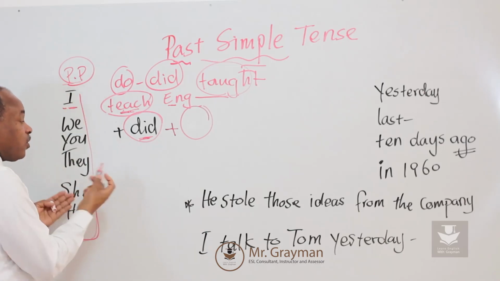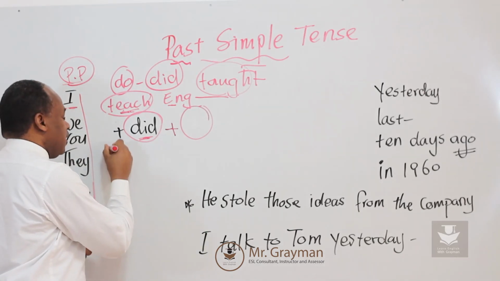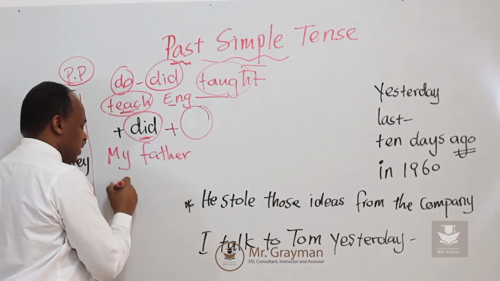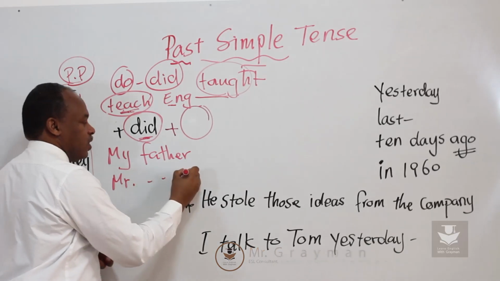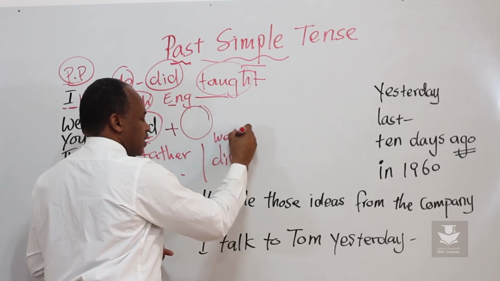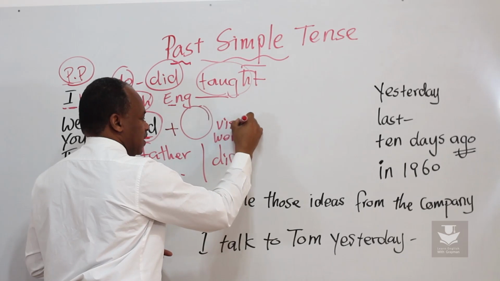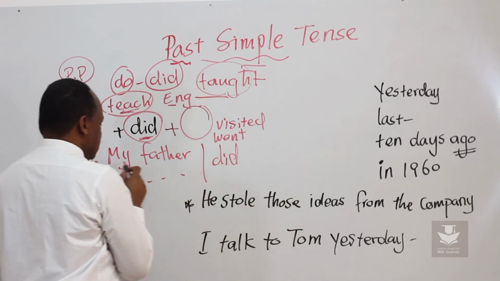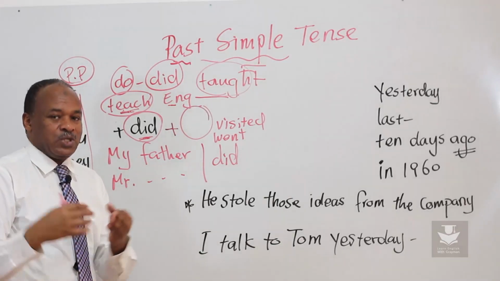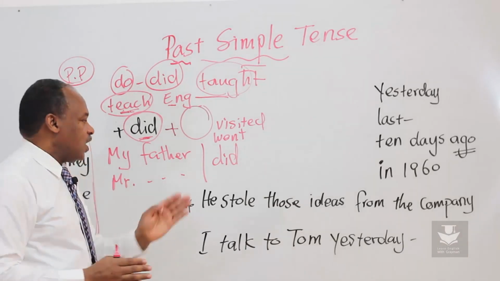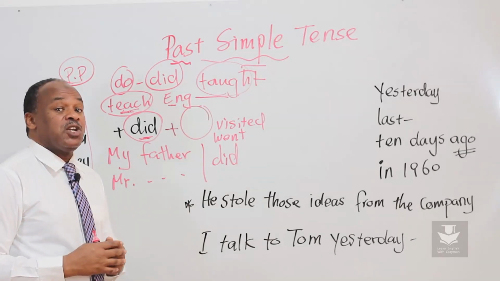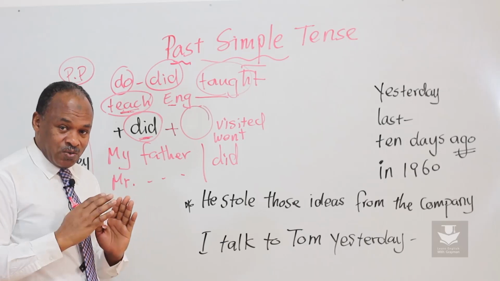Any of the pronouns or a name. You could say, for example, my father, or I could say Mr. So-and-so, did something. Did could be anything, went or visited. All you need is to get any of this. It could be my father, my parents, my brothers, my siblings. My siblings means my brothers and sisters. They traveled to England last year. So that's just to make the past.